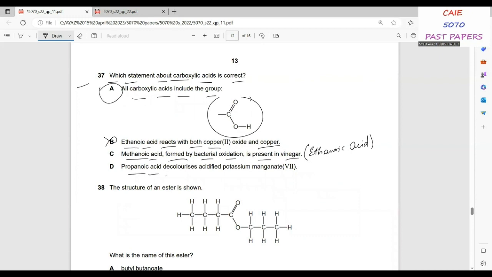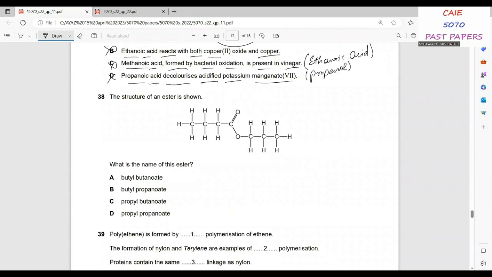D. Propanoic acid decolorizes acidified potassium manganate 7. Propanoic acid does not decolorize acidified potassium manganate. Instead, it's propanol which decolorizes potassium manganate. So this is also wrong.